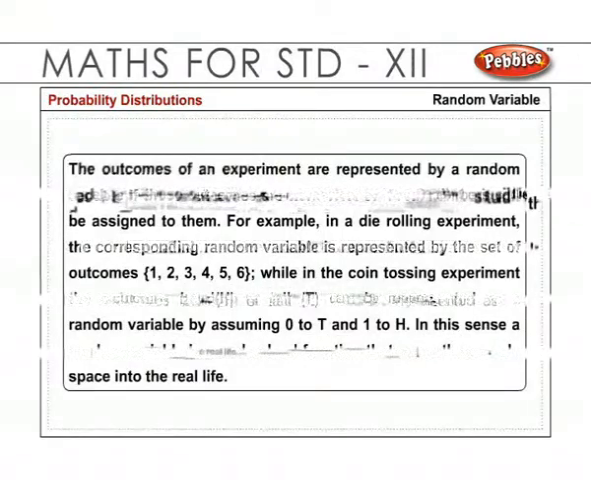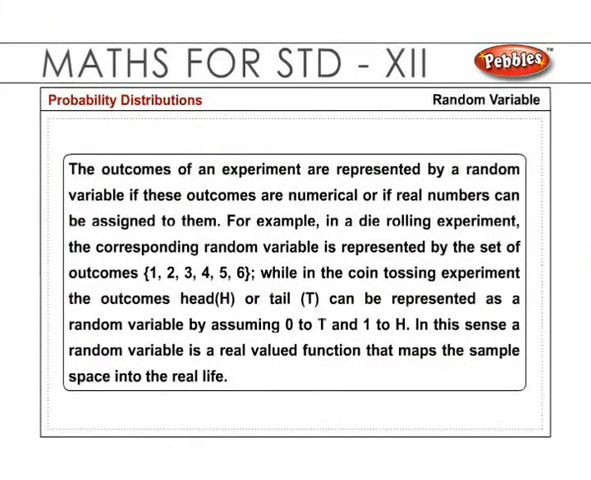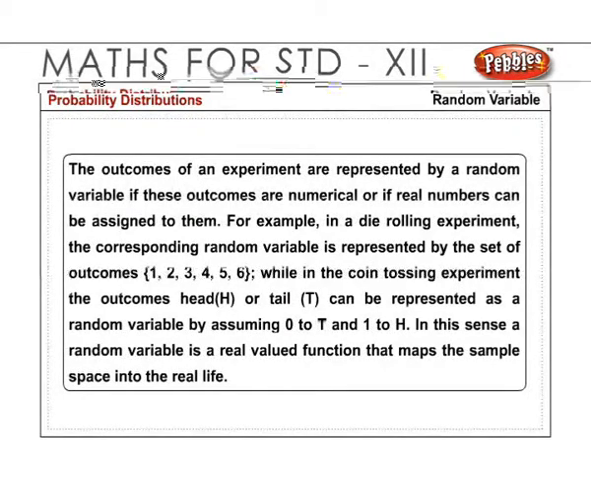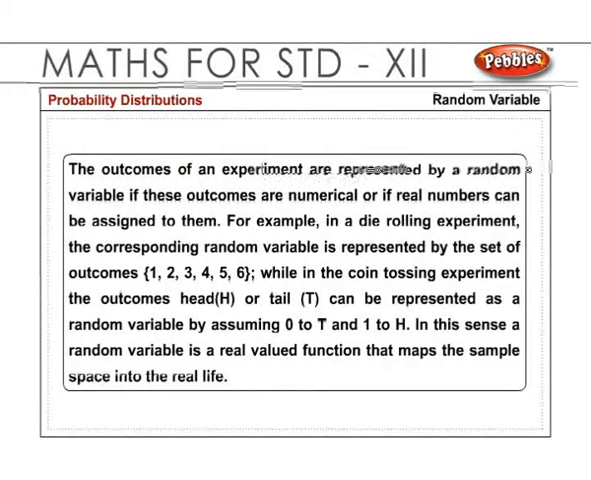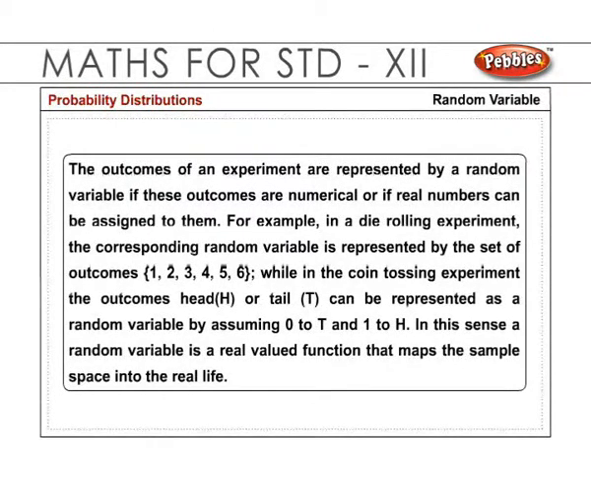Random variable. The outcomes of an experiment are represented by a random variable if these outcomes are numerical or if real numbers can be assigned to them. For example, in a die rolling experiment, the corresponding random variable is represented by the set of outcomes 1, 2, 3, 4, 5, 6, while in a coin toss experiment, the outcomes head H or tail T can be represented as a random variable by assigning 0 to T and 1 to H. In this sense, a random variable is a real valued function that maps the sample space into the real line.